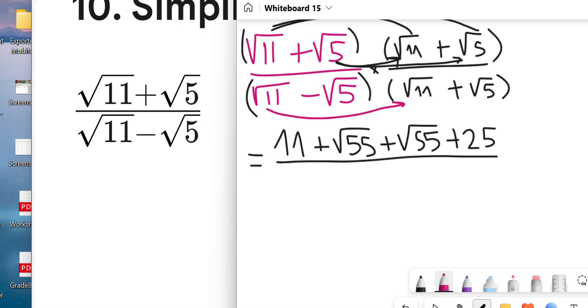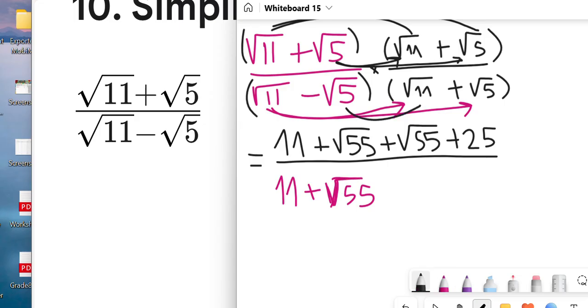Square root of 11 multiplied by square root of 11 is 11. Square root of 11 multiplied by square root of 5 is positive square root of 55. Then we have negative square root of 5 multiplied by square root of 11 is negative square root of 55, and negative square root of 5 by square root of 5 is negative 5. Excellent. What do we have in the final step?